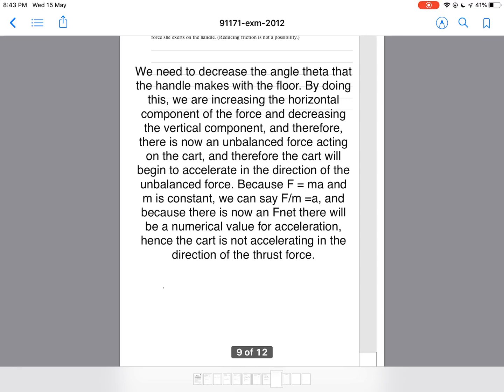So remember, you have to link it all the way. Linking decreasing angle theta to increasing horizontal component to unbalanced forces to constant mass to F equals ma and F divided by m equals a, and therefore acceleration. Okay, linking it all the way.